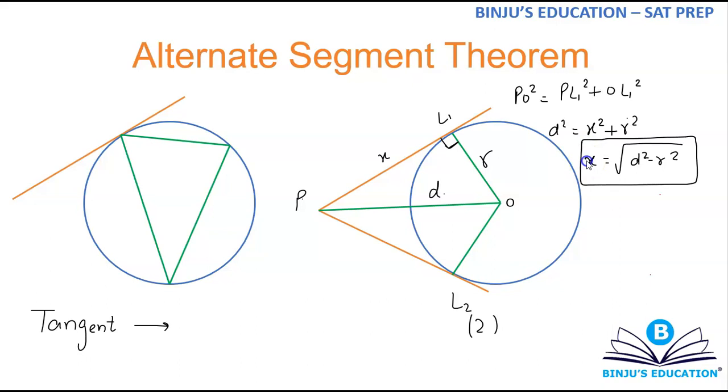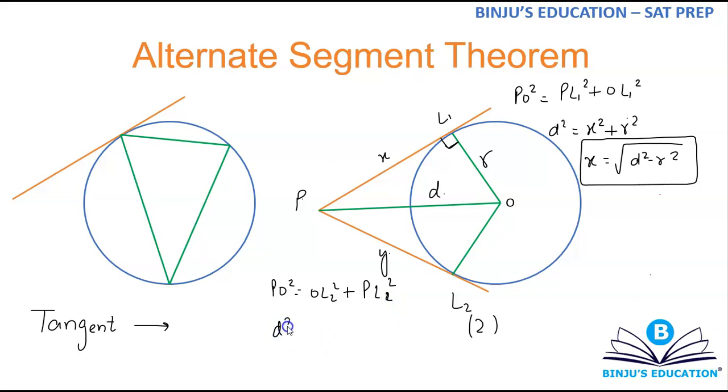So what is x equal to? X is equal to under root of d square minus r square. Now let's do one thing. For this triangle POL2, let's call this PL2 as y. So again I can say that PO square is equal to OL2 square plus PL2 square.